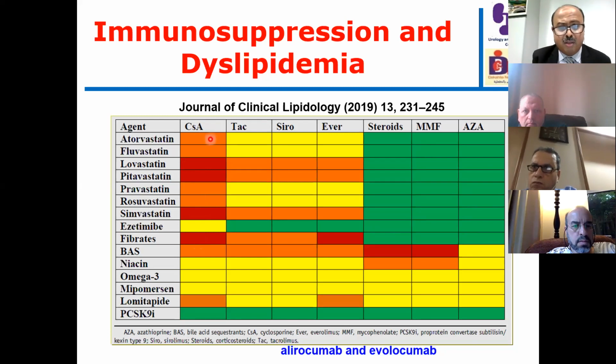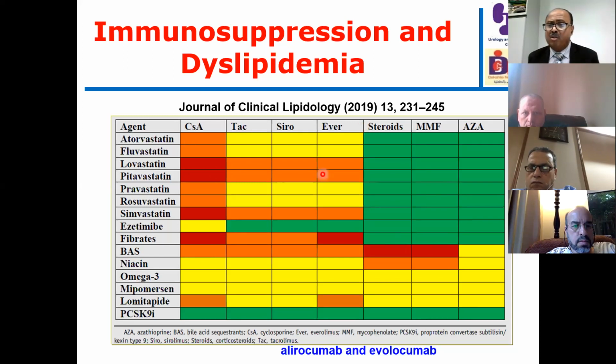The lighter one means major interaction. The yellow color means mild interaction. And the green color means no problems. So there is no problem to use all these drugs with steroid, MMF, or azathioprine. But again, bile acid sequestrants are not welcomed at all with steroid and MMF, and we must be very cautious when bile acid sequestrants are used with these drugs.